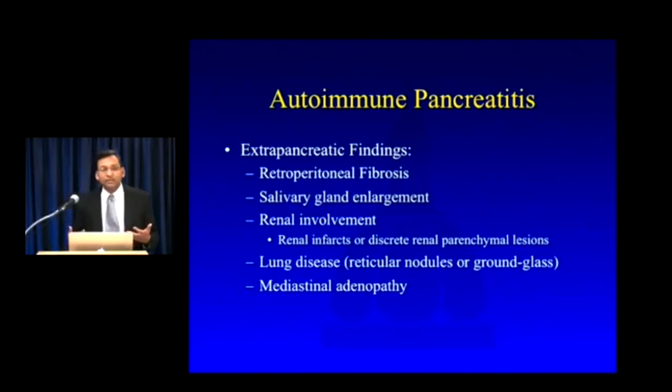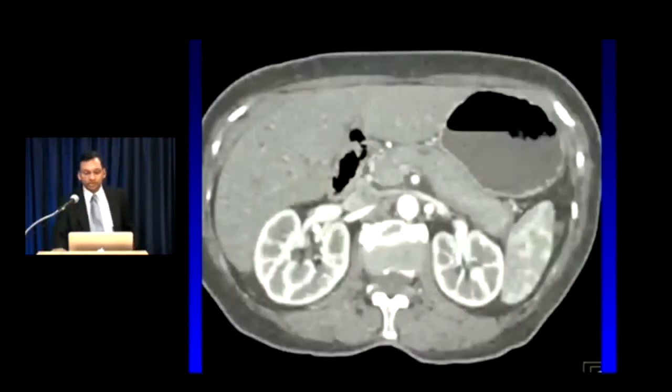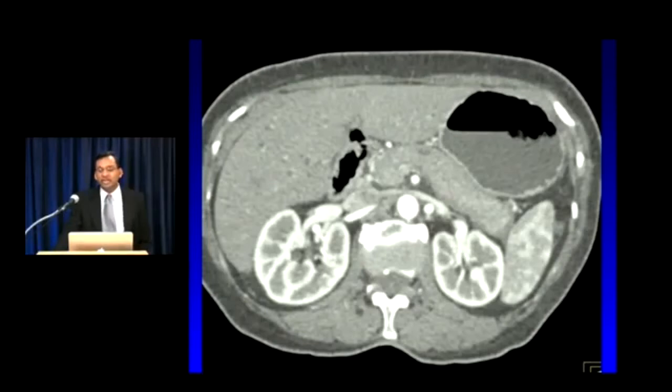And all of those ancillary features may help you arrive at the correct diagnosis. Here's a classic example. Big pancreas, notice the conspicuous absence of surrounding edema and stranding. And to top it off, there's this subtle halo of hypodensity around the margins of the pancreas, classic edematous pancreatitis.